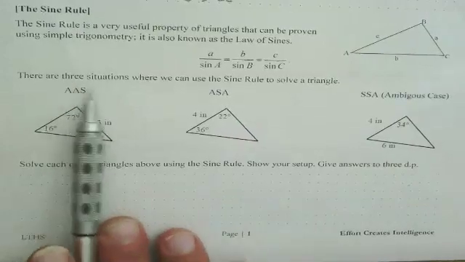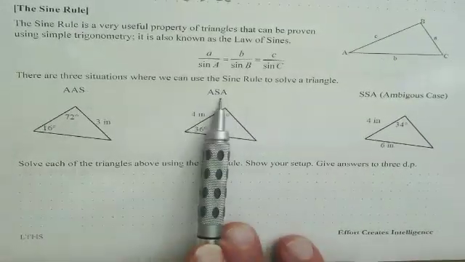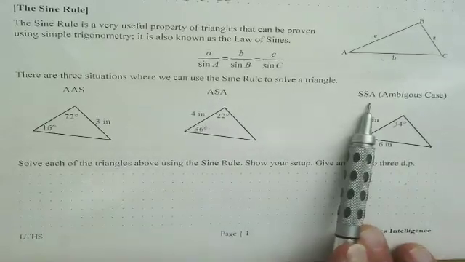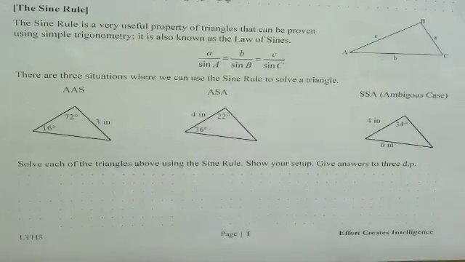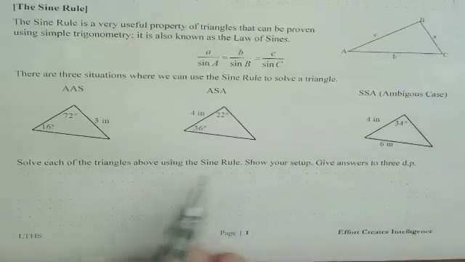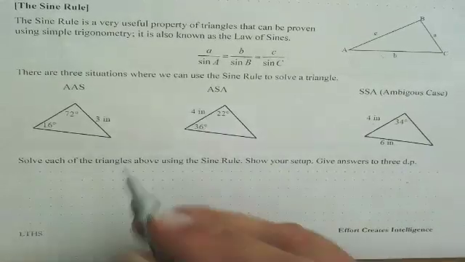And there's going to be three situations where it can be used: angle, angle, side; angle, side, angle; and side, side, angle. This one will be called the ambiguous case. So how does this work? Well, let's solve each of the triangles using the sine rule, show our setup, and we're going to give our answers to 3 decimal places.